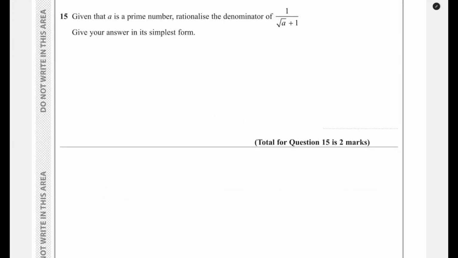Question 15 says, given that A is a prime number, rationalize the denominator 1 over root A plus 1. Give your answer in its simplest form. So whenever we're rationalizing denominators, we need to multiply the top and bottom by the opposite of the denominator. So in our case, our denominator is root A plus 1. So we're going to multiply the top and bottom by root A minus 1. So 1 times root A minus 1 is just root A minus 1. And the denominator becomes root A plus 1 multiplied by root A minus 1.